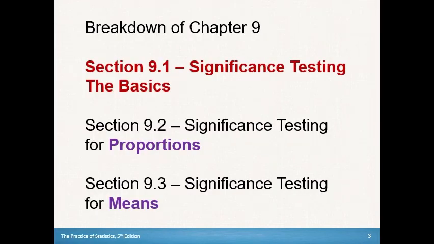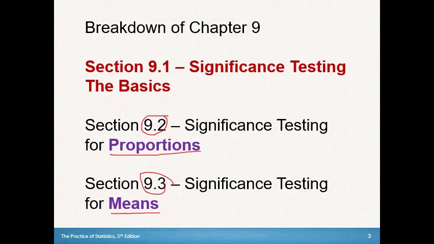So the first section, 9.1, which we're starting here, is talking about the basics of significance testing. It doesn't really go into the mechanics or formulas for calculating the probabilities that we're going to be interested in, but instead it's just talking about the basic ideas of it. And then in 9.2, we'll get into how we apply those to proportions. And then in 9.3, we'll get into using them for means.